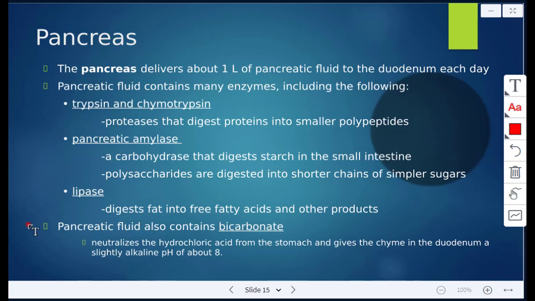The pancreatic fluid also contains bicarbonate, which is important because the stomach is very acidic, but the stomach has protection. It has that mucus lining. But when the chyme enters the small intestine, it has to be neutralized. It can't be acidic. So this bicarbonate from the pancreatic fluid neutralizes the hydrochloric acid from the stomach. It gives the chyme in the duodenum an alkaline pH of about 8.